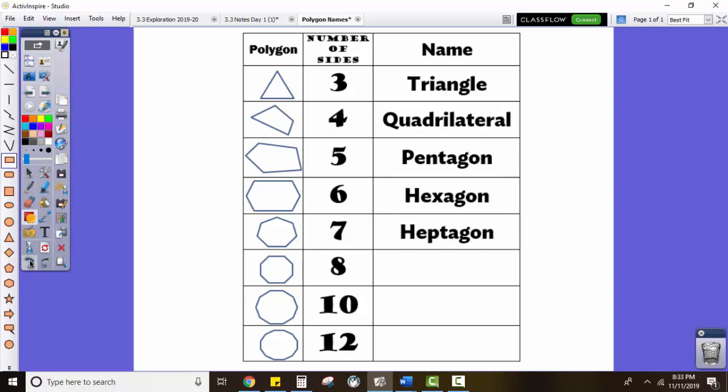Seven is called a heptagon. 8 is an octagon. We skip 9. 10 is a decagon. And 12 is a dodecagon. So you should know all of these names at the top of your head. So if you don't know the decagon and the dodecagon or the heptagon, you want to spend a couple minutes making sure that you've got those down. Go ahead and tape this in your notebook before you move on to the next step.